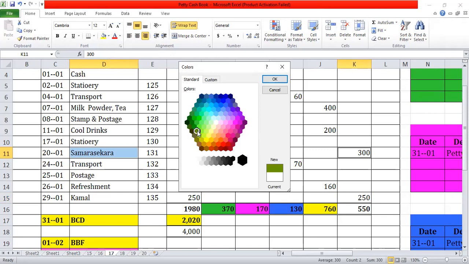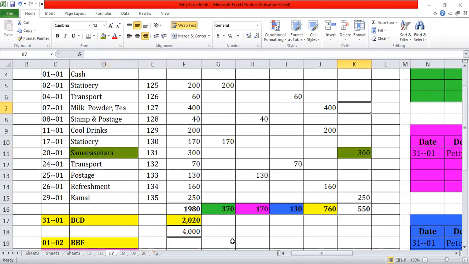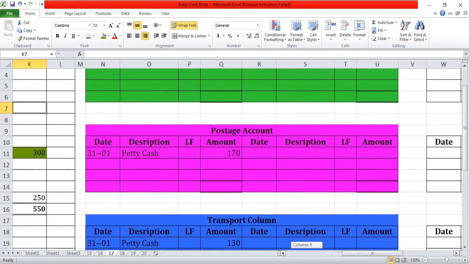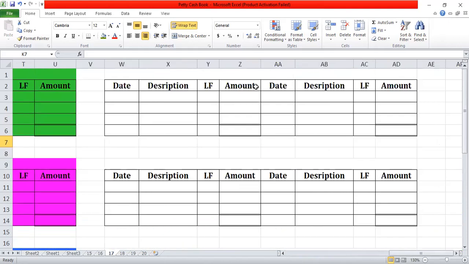So what I'm going to do is, I'm going to record this amount 300. I have to open an account for Samarasekara. So I'm going to open another account.